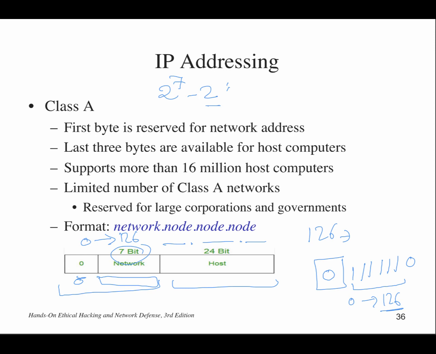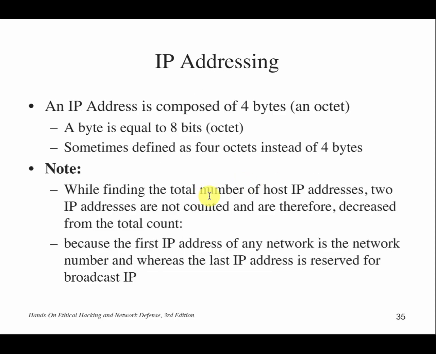Let me go back here. In order to compute, for example, the total number of networks or the total number of host IP addresses, 2 IP addresses are not counted in general. So you have to take them out. The first one, all of them zeros, and the last one, all equal to 1. So always you need to remove two IP addresses for every single network.